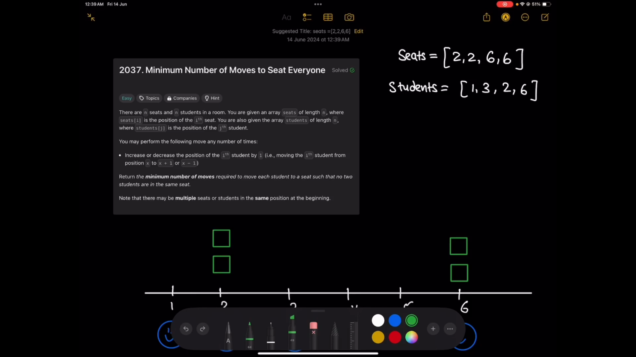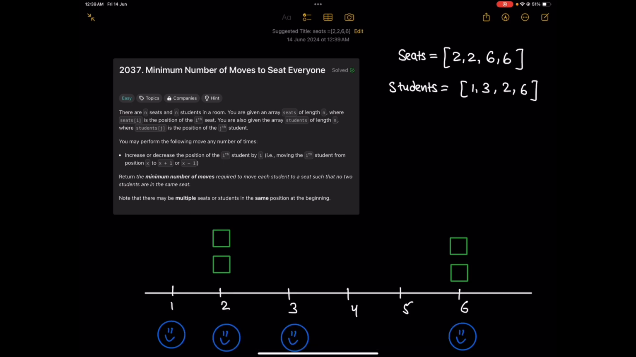Hello everyone. So we are gonna do Leetcode 2037, minimum number of moves to seat everyone. In this question, you're given n seats and n students in a room, and you're given an array seats of length n, where seats of i is the position of the ith seat. Similarly, you're given a student array where students of j is the position of the jth student.